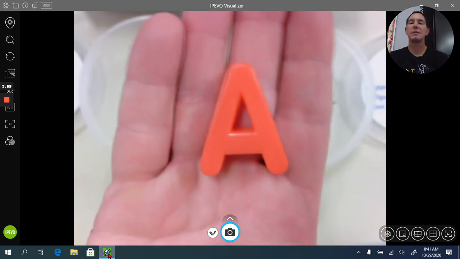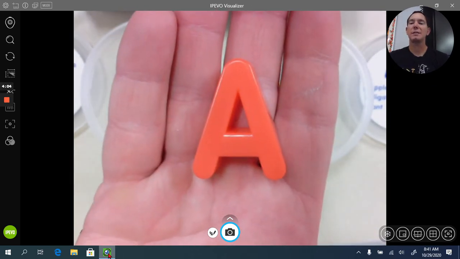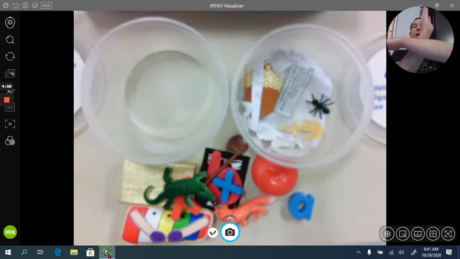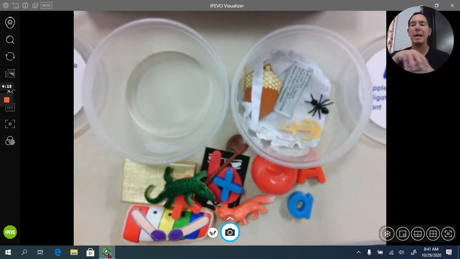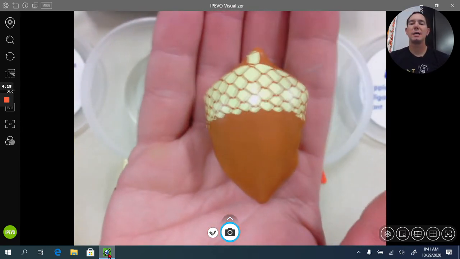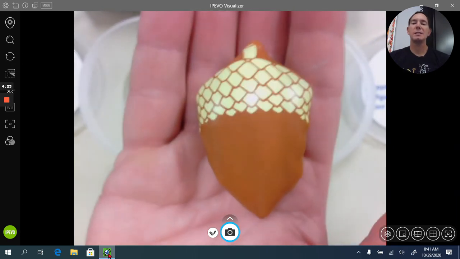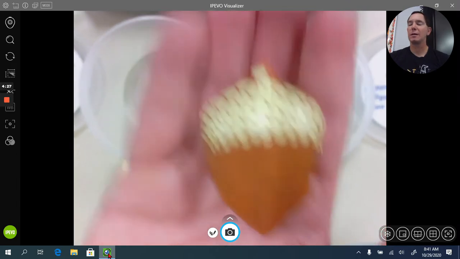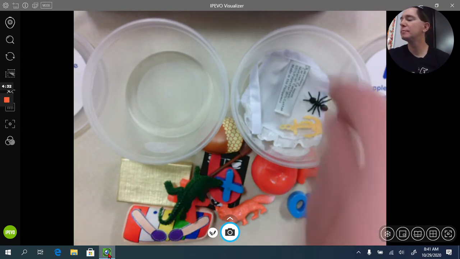And what letter is this? It's an A. Is this an uppercase A or a lowercase a? It's an uppercase A. What sound does short a make? What sound does long a make? A. What is this? It's an acorn. Do you know what an acorn is? It's a seed from an oak tree. What sound do you hear at the beginning of acorn? A.